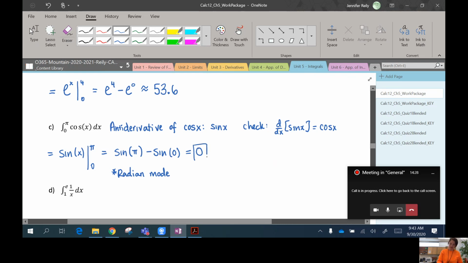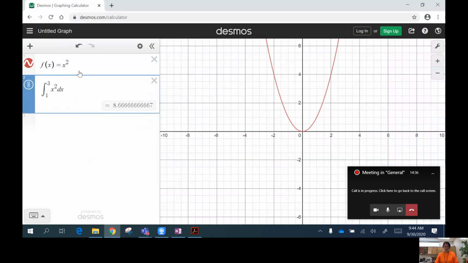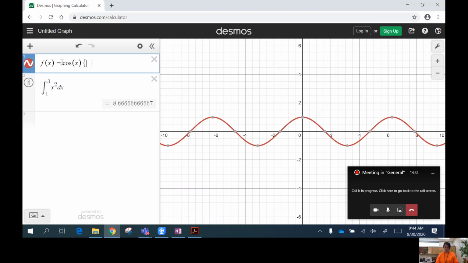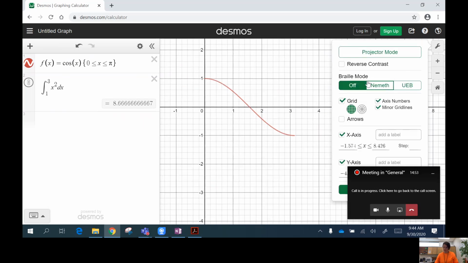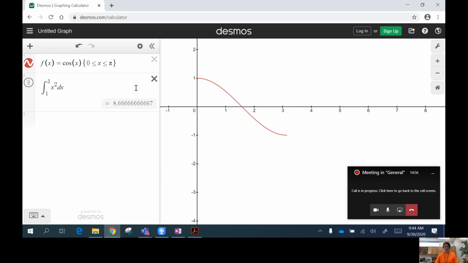Wait, what? How can we have a 0 area under a curve? It's not a flat line. How do we have 0 area? Let's have a look and see. Let's do cos x, going from 0 to pi, right? I'll zoom in here. Look at that curve. We have equal parts above and below the x-axis, so the areas completely cancel out. And so that's why the area is 0.